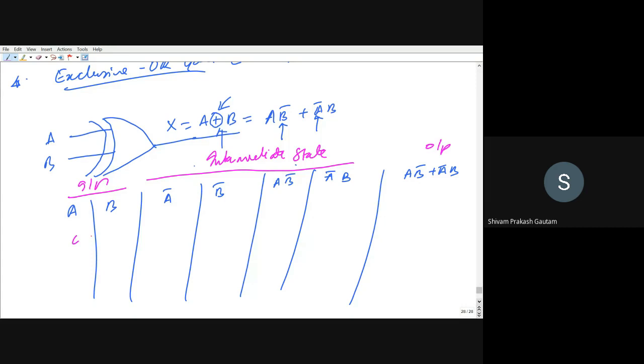Okay, so 0 0 0 1 1 0 1 1. Now you have to write the complement of A, that is 1 1 0 0. B bar is 1 0 1 0. Now you have to write A B bar.